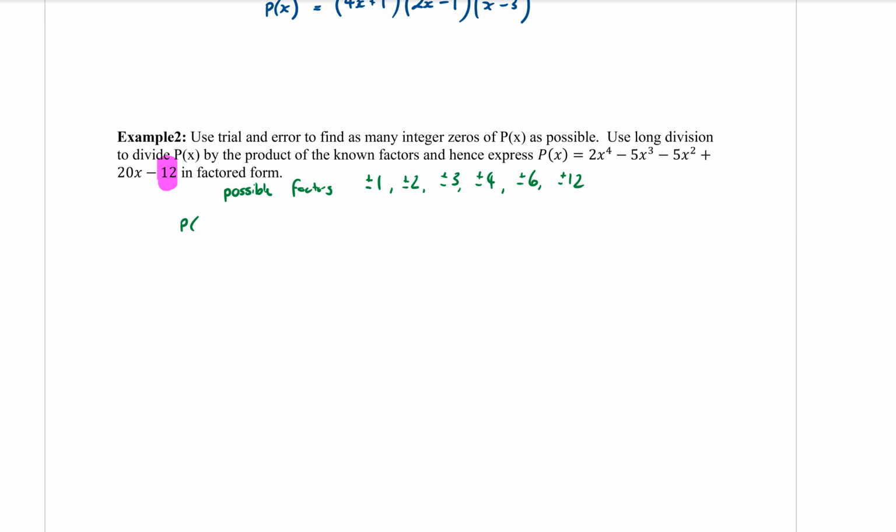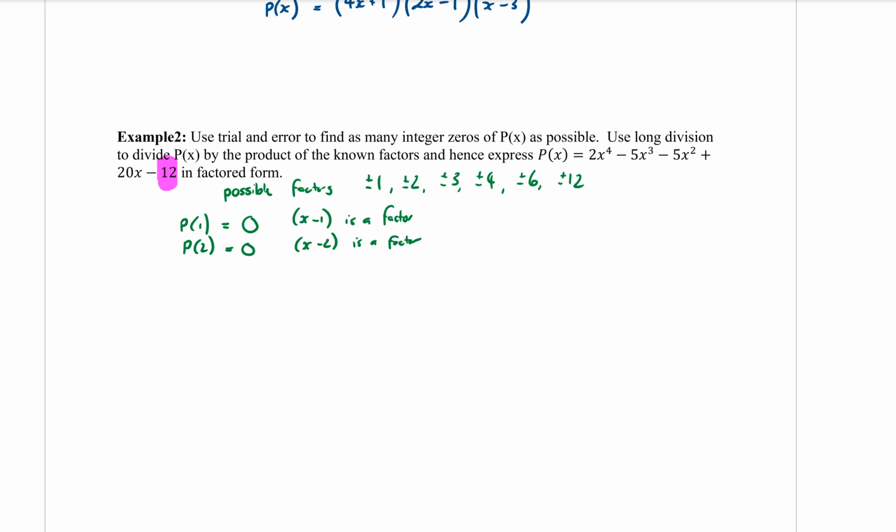So p of 1, when you type that into your calculator, 2 times 1 to the power of 4 minus 5 times 1 cubed minus 5 times 1 squared plus, you get the idea. That does equal 0. So straight away we have found that x minus 1 is a factor. Now I'm not going to do all the different testings here because we do have a limited amount of space on this page. -1 doesn't work, but +2 does work. So our second one is going to be x minus 2 is a factor.